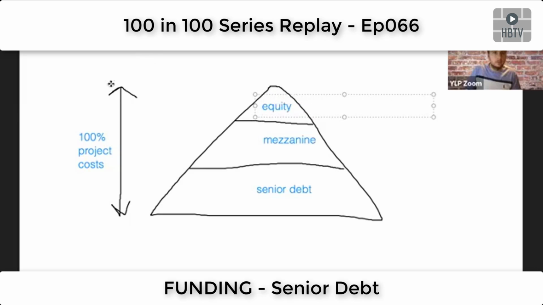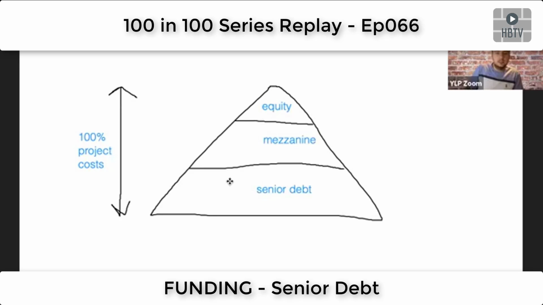So let's move that across a little bit. Right, so your capital stack, 100% of project costs, senior debt at the bottom, mezzanine in the middle, as you'd find a mezzanine floor in a property is in the middle, and then your equity at the top, which takes you to 100%.